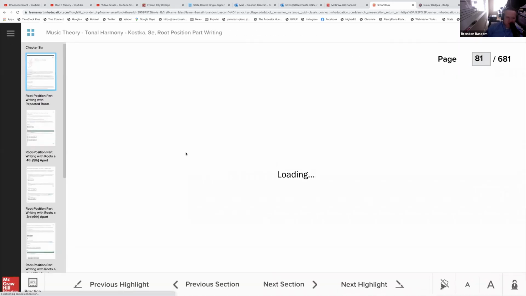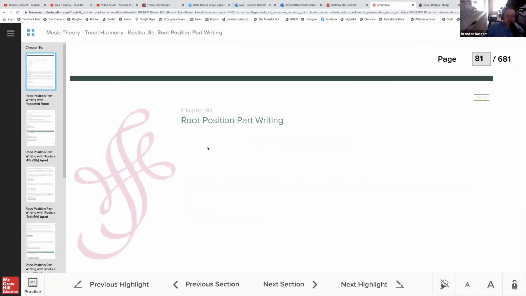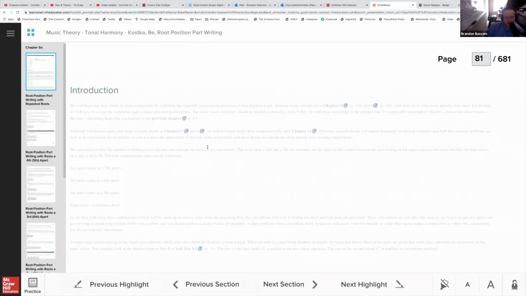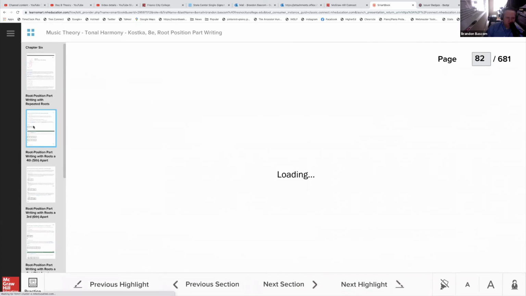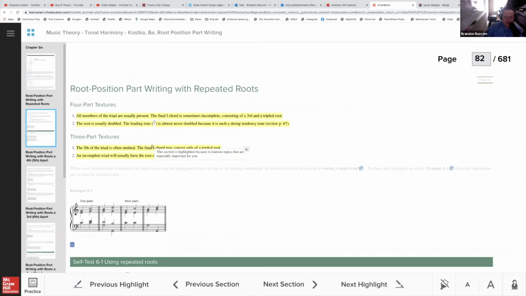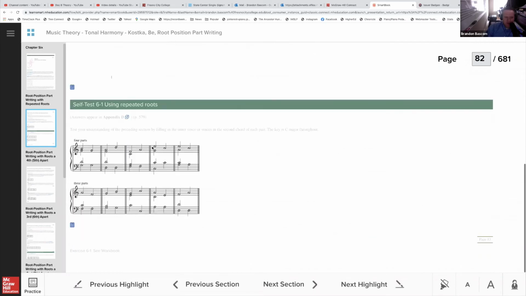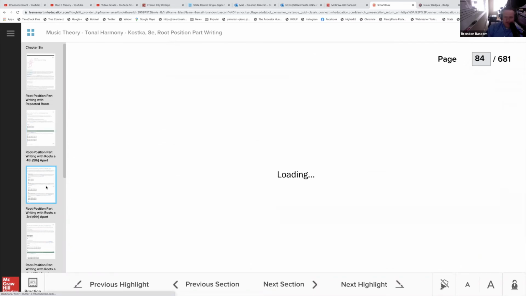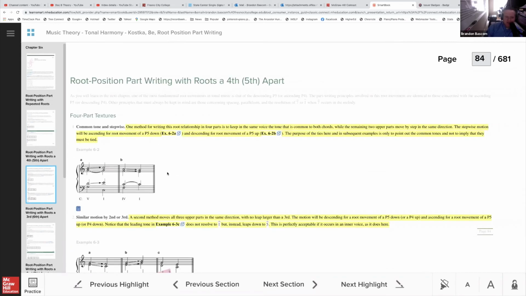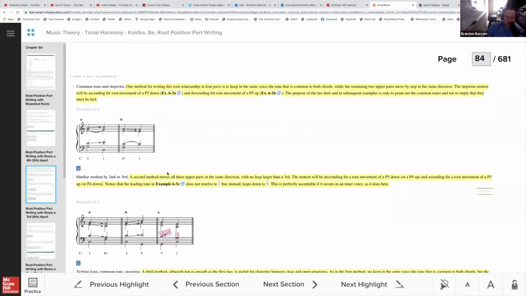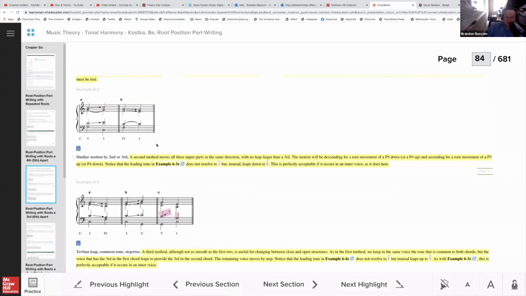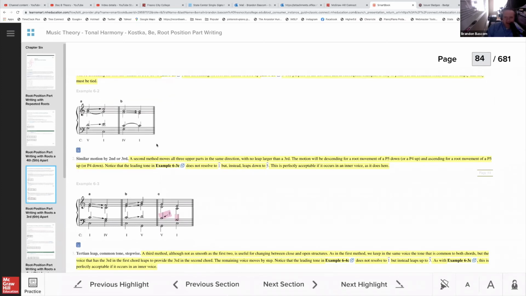All right. Chapter 6, we were doing root position writing. And we had rules or norms as they were called. Remember our norms? And we talked about chords moving a fourth or a fifth apart. And if they're doing that, we have 3 ways of doing it. Common tone, stepwise motion, similar motion by a second or third, or the tertian leap with the common tone and stepwise motion. You remember all that?